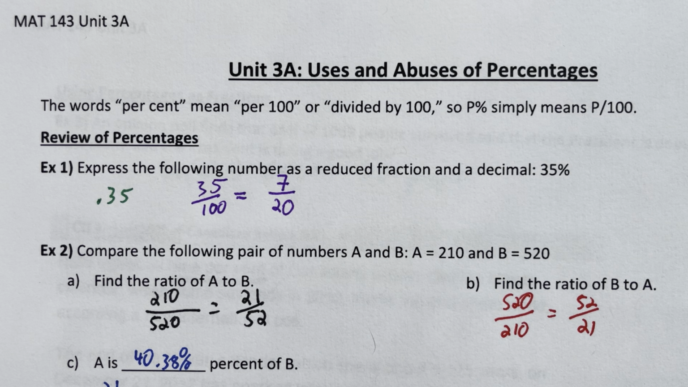All right, if I want it as a reduced fraction, so percent once again means out of 100, so 35 out of 100. Both of those are divisible by 5. So 5 goes into 35 7 times. Goes into 100 20 times, so 7 over 20.